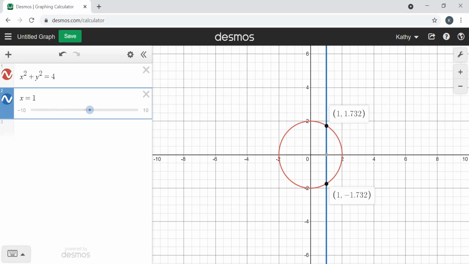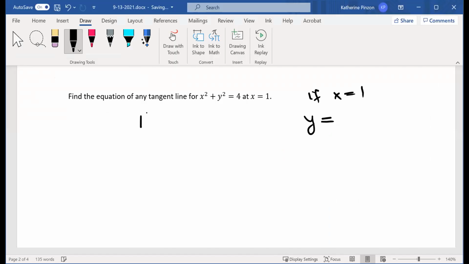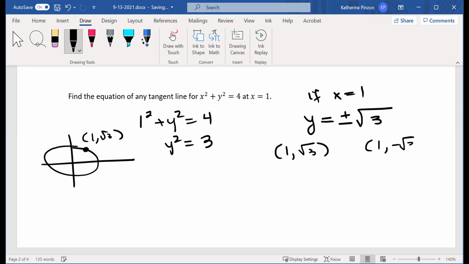Okay, so if x is 1, can you tell me what y is? How would you find y if x was 1? Plug it in. 1 squared plus y squared is 4. y squared is 3. So y is plus or minus the square root of 3. So there are 2 points: 1 comma square root of 3, the point at the top of the circle, and 1 comma negative square root of 3, the point at the bottom of the circle.